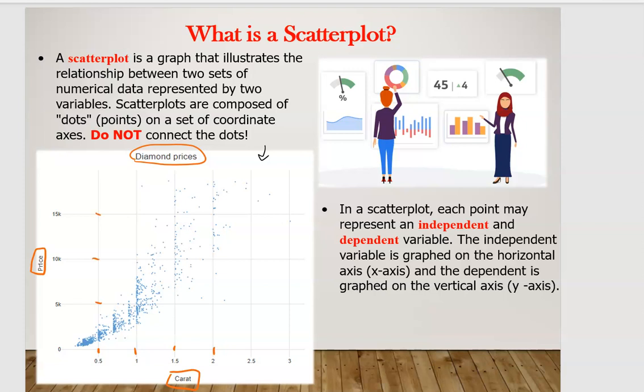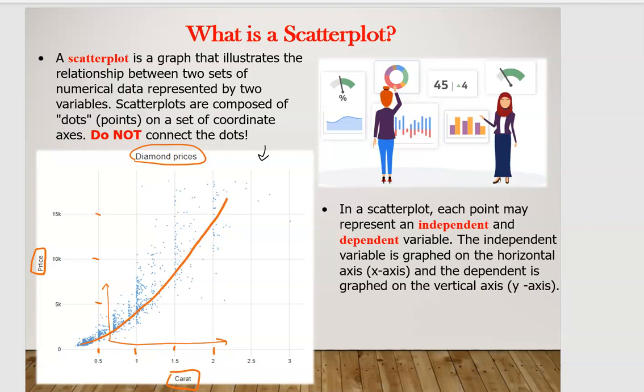And we can see what's called a positive correlation in this graph, because as x is going up, so is y. Y is also going up. We can see that because this trend is showing that the more carats you have, the more expensive it is.